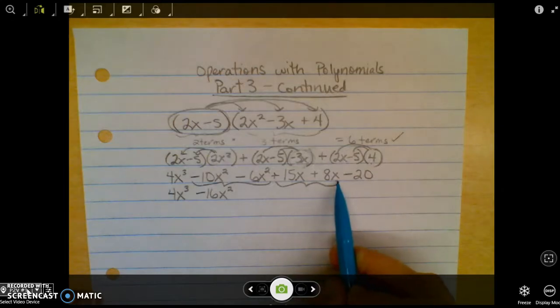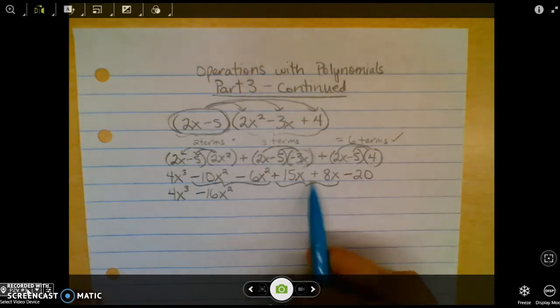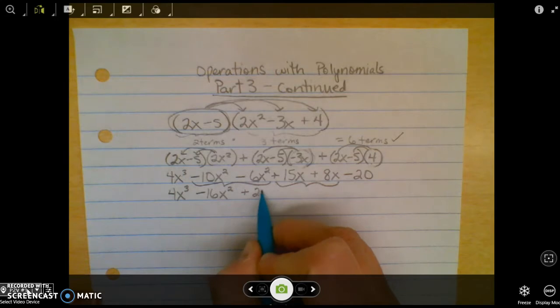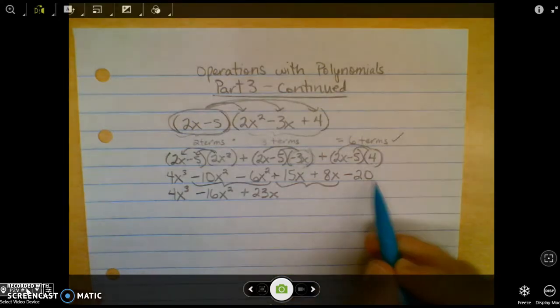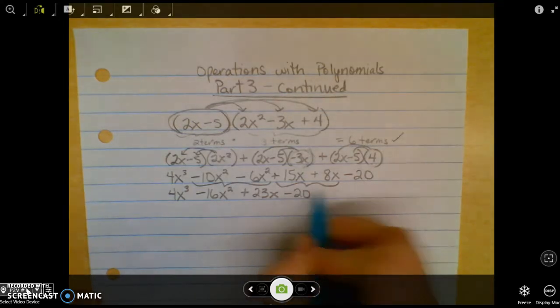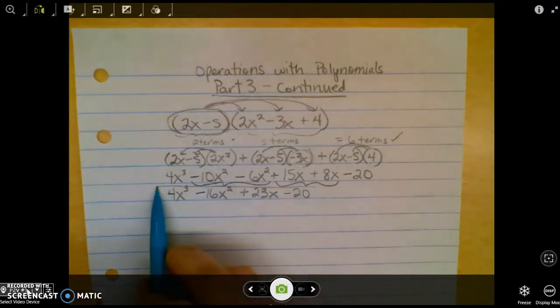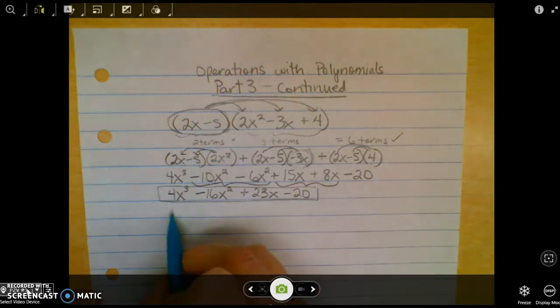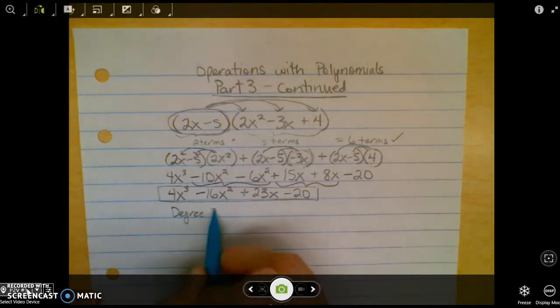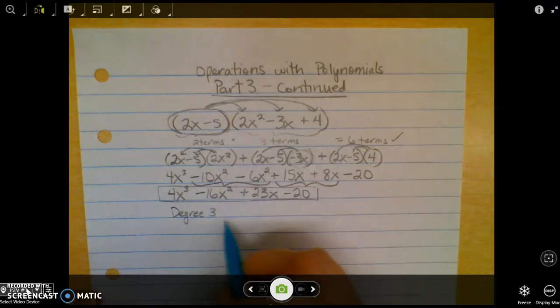Here's my first degree terms, or degree 1. So I just add the coefficients. So 15 plus 8 is 23. So I have 23x. And again, the exponent stays the same because I'm just counting. And then minus 20 comes down. So here is my final polynomial, which is a degree 3, because that's the highest one. And it's a 4-term polynomial.